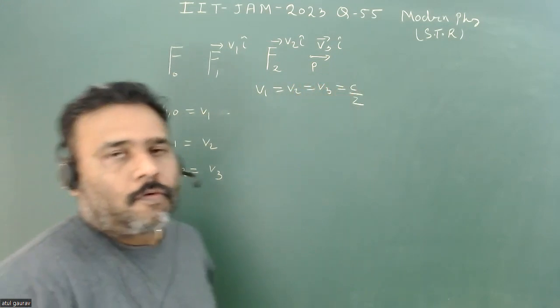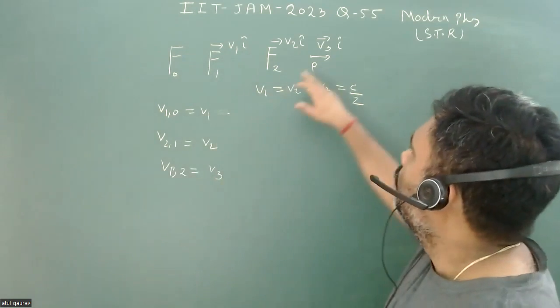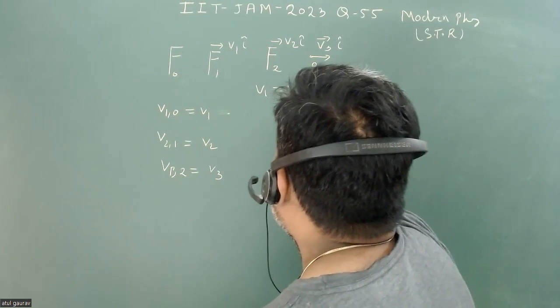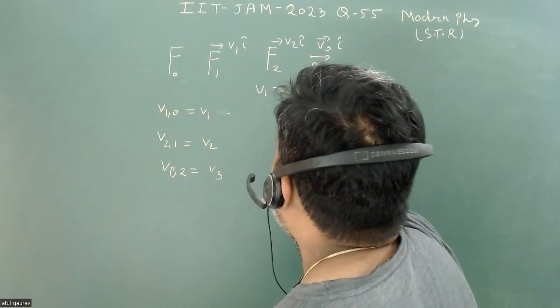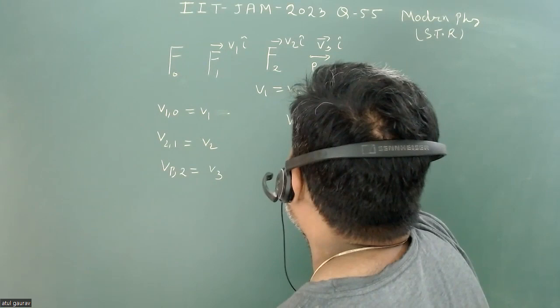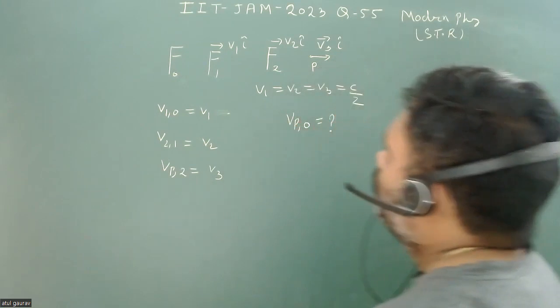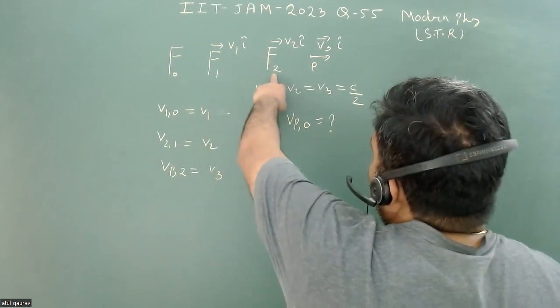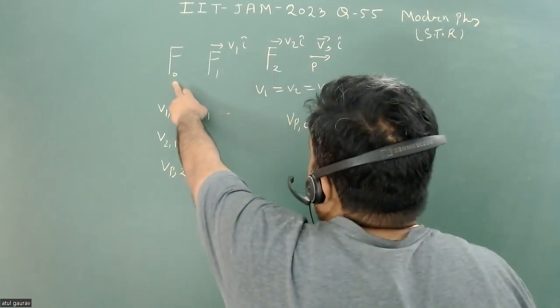So what do we have to do? We have to calculate the velocity of the particle with respect to F0. So how will we approach it? First, we will calculate the velocity of 2 with respect to F0.